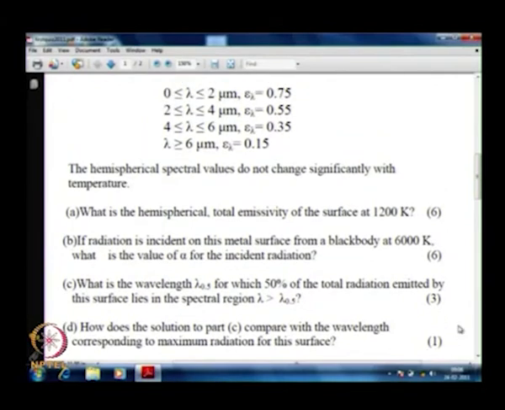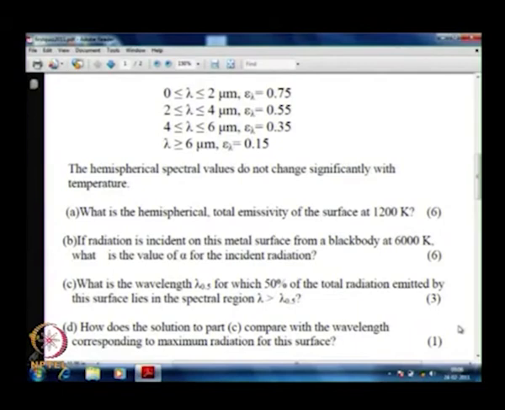So part C of the question is, what is the wavelength for which 50% of the total radiation emitted by this surface lies in the spectral region lambda greater than lambda 0.5? Now, can this be shown? Difficult, okay.